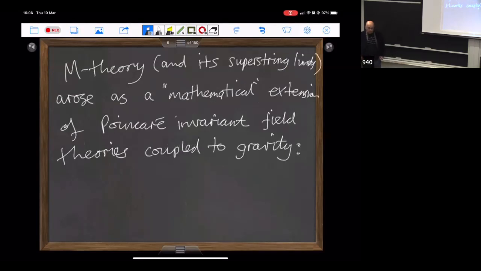I'm going to talk actually about what's called M theory, and it's related to superstring theory. So, in my mind, M theory and superstring theory arose as a natural mathematical extension of Poincare invariance when you think about theories that include gravity.